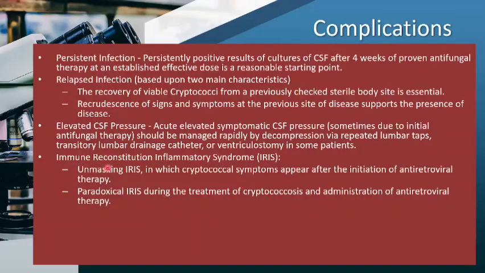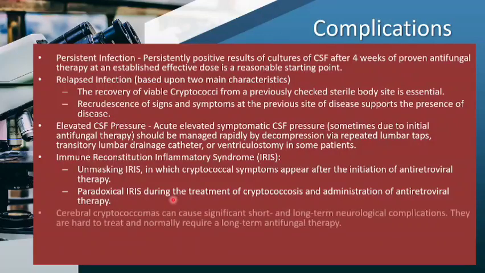And then there is IRIS. Well, I asked you a question before. Unmasking IRIS is when the cryptococcal symptoms appear after the initiation of ART. Paradoxical IRIS occurs during the treatment of cryptococcosis and administration of ART. So that is it. And then next is cerebral cryptococcomas.